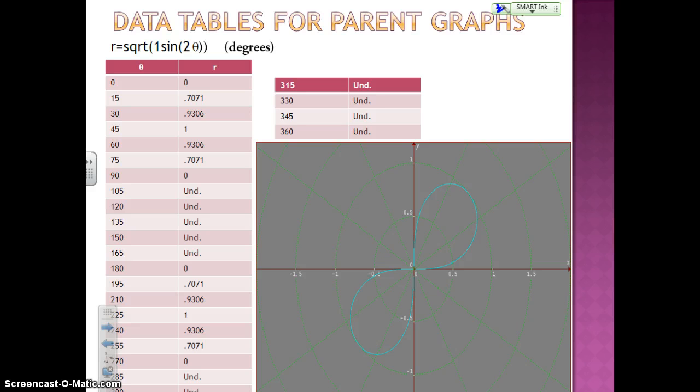Here are the data tables for the parent graph of sine. It's pretty much the same thing as cosine, except the undefined locations are between 90 and 180 here. And these values are undefined because after 90 multiplied by 2, that'd be 180. So for sine, anything after 90 would become a negative number. So again, it'd be a negative square root, and that's not possible.